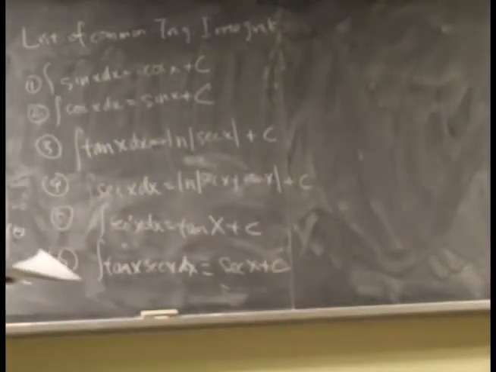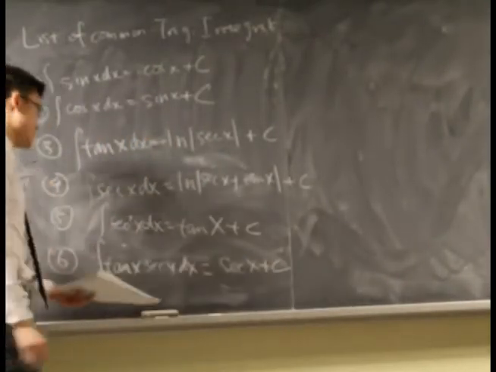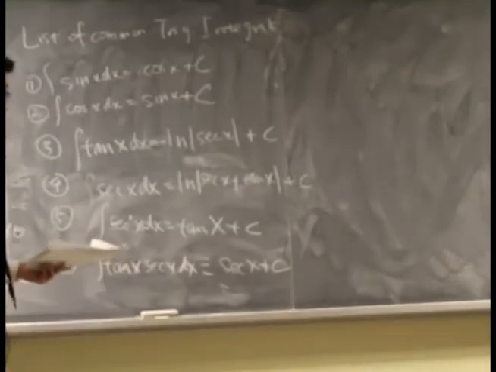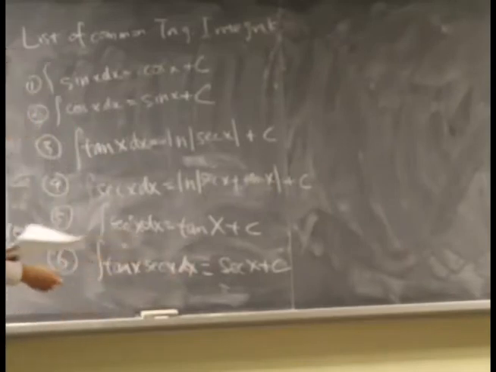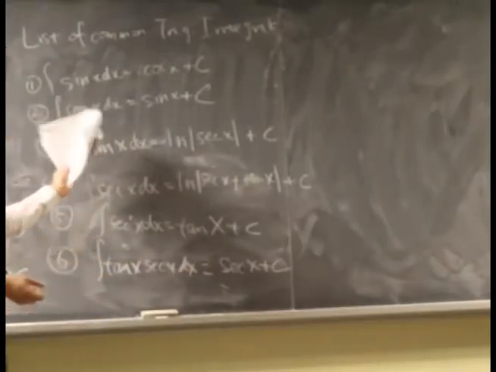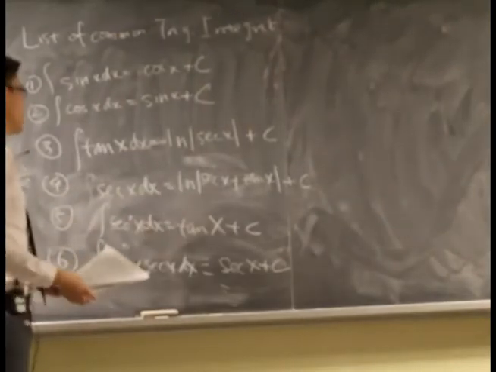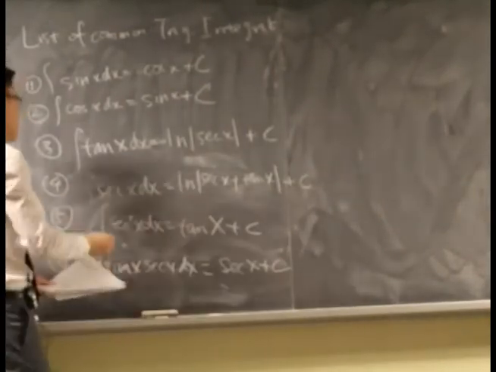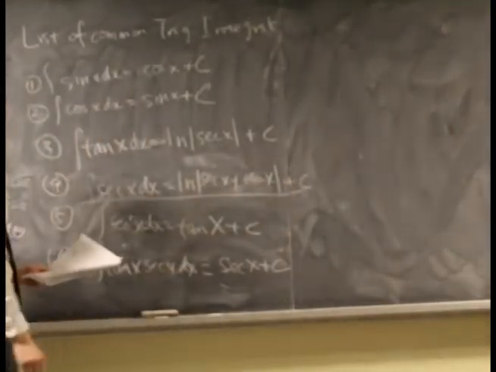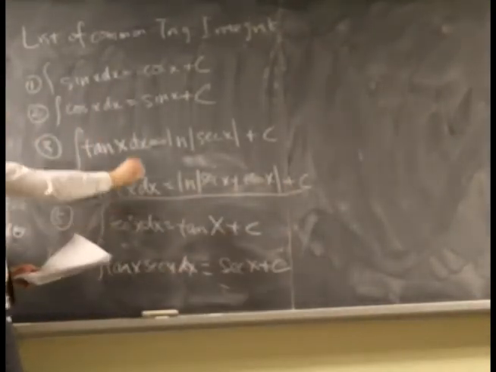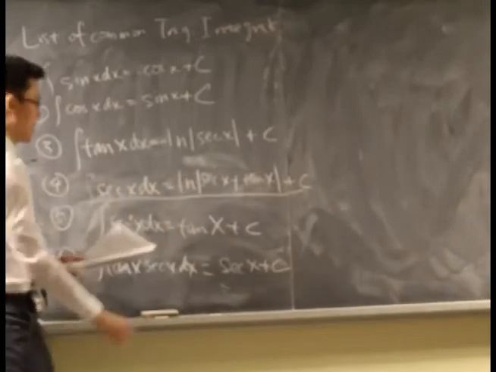All right, and this comes from the fact that the derivative of secant x is just tan x times secant x. So this might be useful when you're integrating something and it ends up being of this form. And obviously I think the most difficult one to remember is this one right here. It's very difficult to do this integration if you don't know that that is the right answer.